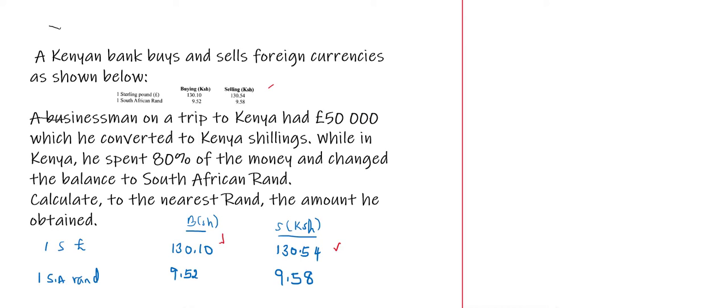But if the currency is outside Kenya, like in this case the sterling pound or the South African rand, then when you are converting the Kenyan currency to a foreign currency, K stands for Kenya, F stands for foreign currency, we use the selling column. But when you're converting the foreign currency to Kenyan currency, we use the buying column.